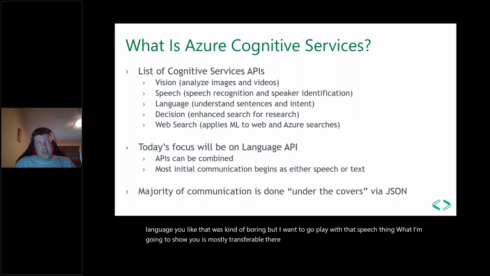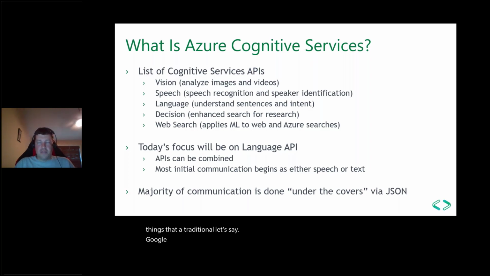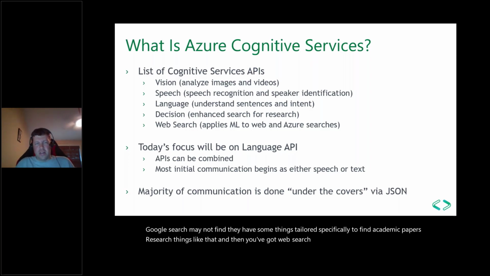We also have what they call decision. Really what it is, it's almost like Super Bing, but for academic research and things that a traditional, let's say, Google search may not find. They have some things tailored specifically to find academic papers, research, things like that. And then you've got web search, which I actually think they've started calling cognitive search, which in my opinion is a bit confusing, but it's basically a smarter search.